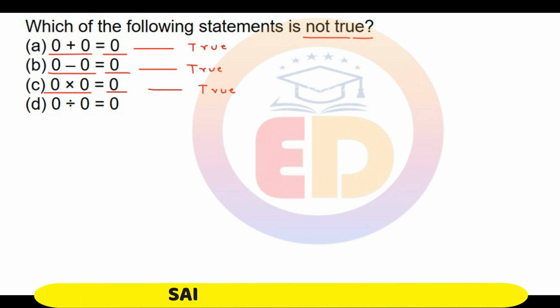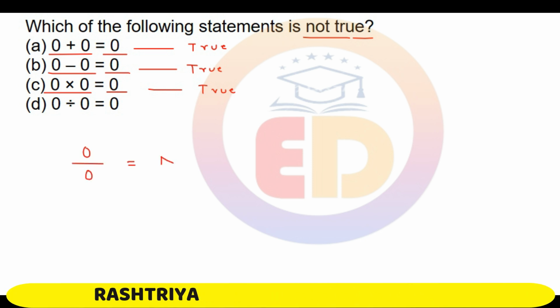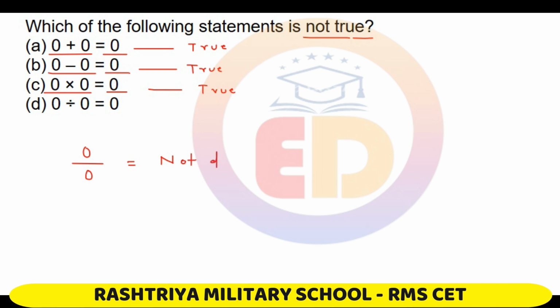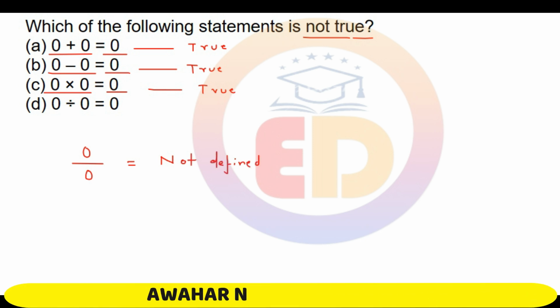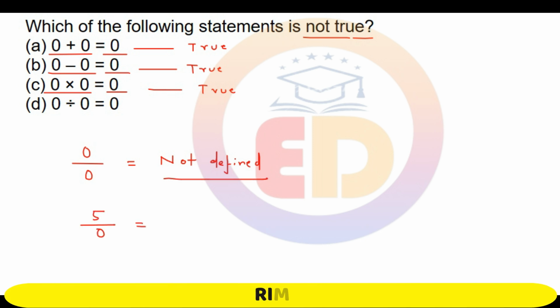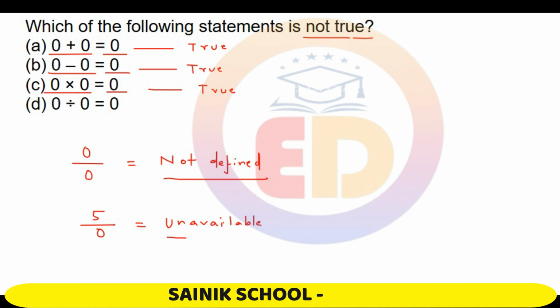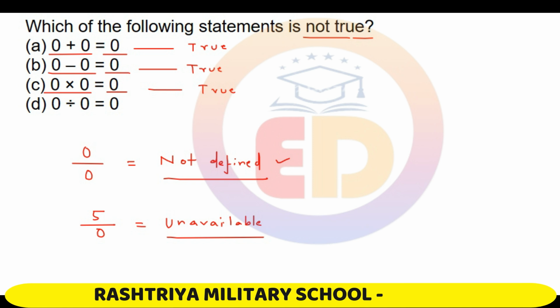But 0 divided by 0, friends, 0 divided by 0 is not 0. It is not defined. Remember, if we divide any number by 0, for example, if I divide 5 by 0, the answer is not defined, means there is no answer for this, means it is unavailable. So if you divide any number by 0 or even 0 by 0, answer is not 0, answer is not defined. Here the statement which is not true is D.